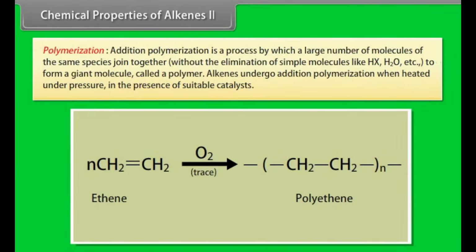Polymerization. Addition polymerization is a process by which a large number of molecules of the same species join together without the elimination of simple molecules like HX, H2O, etc. to form a giant molecule called a polymer. Alkenes undergo addition polymerization when heated under pressure in the presence of suitable catalysts. When ethene is heated to 1000 degrees centigrade under 1000 atmospheric pressure in the presence of oxygen, we get polyethene.